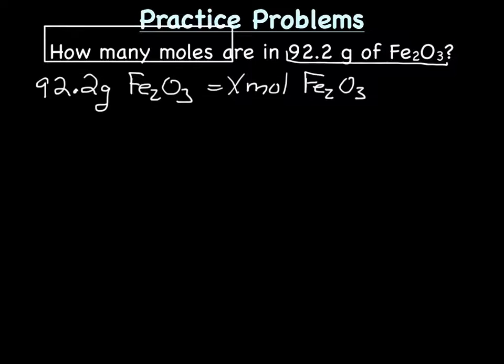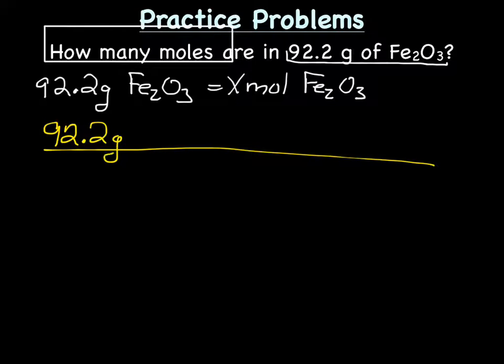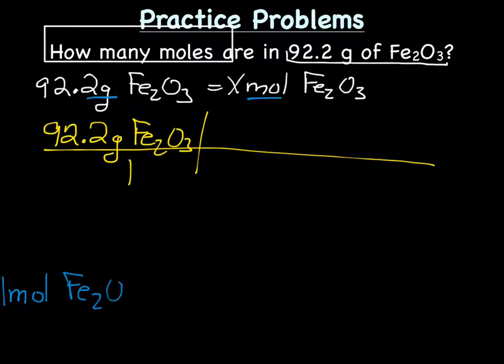Next, we'll set up our grid and write our known or given in the grid, which is 92.2 grams Fe2O3 over 1. And now we need to determine what equality to use by looking at the units given in our problem. And we have grams and we have moles. So we're going to be using the equality 1 mole Fe2O3 equals the molar mass of Fe2O3.